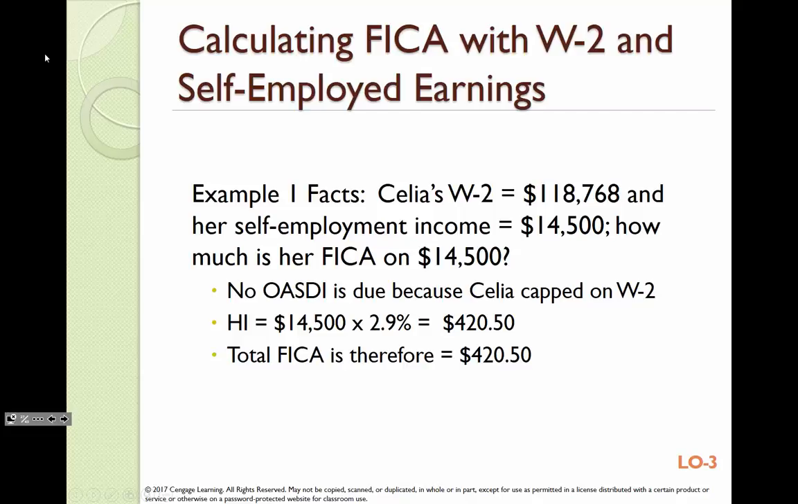So again, just walking through the logic, first thing I'm looking at is, hey, am I going to straddle the cap with my self-employment income? Nope. So do I have to worry about OASDI at all? Nope. Do I still worry about HI? Sure. How many shares? 2. I'm employee and employer. Do I go over the 200? Nope. So it's really just one formula, isn't it?